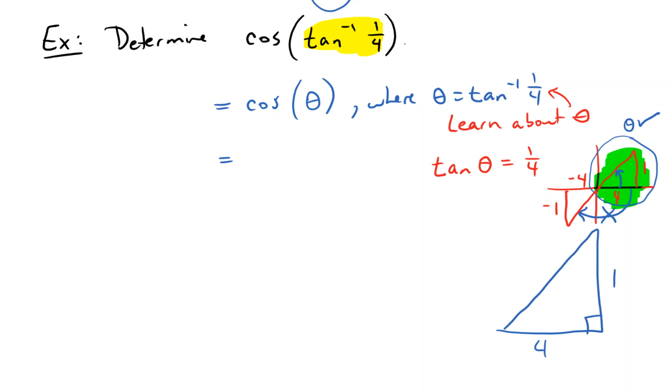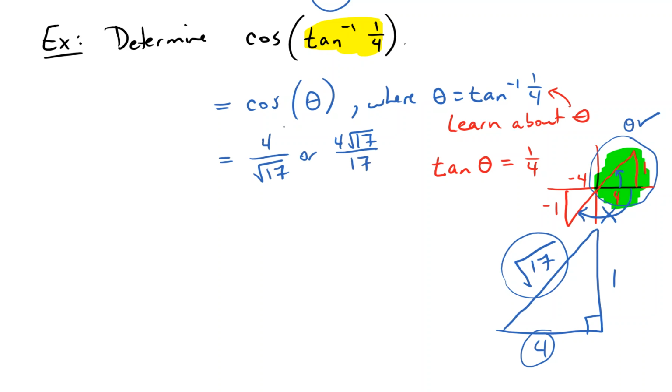And I need to know the cosine of theta, which is the horizontal side over the hypotenuse, because now our hypotenuse is not 1. The Pythagorean theorem tells us it's the square root of 16 plus 1, which is the square root of 17. So the cosine of theta is going to be the adjacent over the hypotenuse, or horizontal over the hypotenuse, which is 4 over the square root of 17. Or if you rationalize the denominator, that's 4 times the square root of 17 over 17.